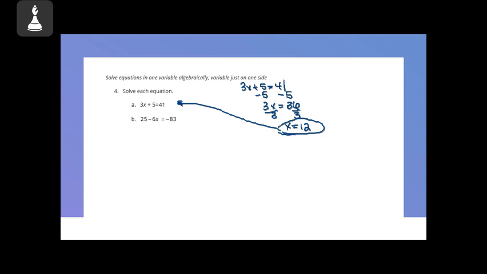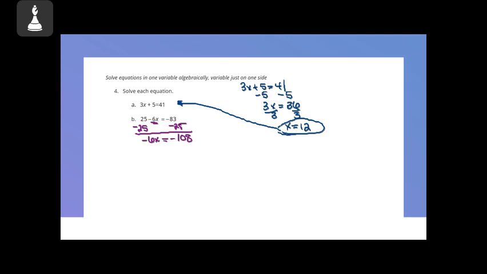We'll do the same thing with B. 25 minus 6x equals negative 83. Right now, this is the x piece. I need to get rid of this positive 25. So to get rid of positive 25, I'm going to subtract 25 from both sides, leaving me negative 6x on the left and making negative 108 on the right.